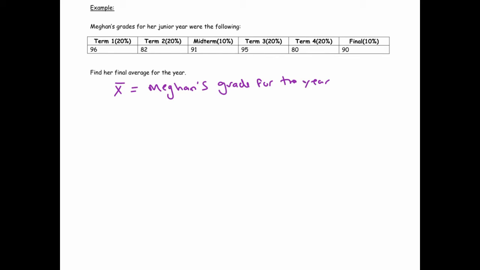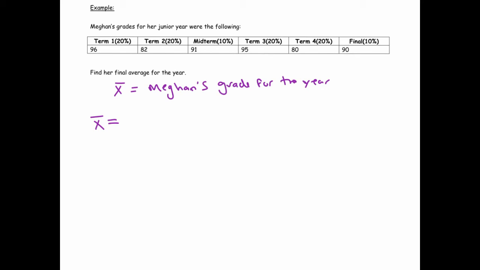And I'm going to really draw this out. I'm going to do it the long way, then I'm going to circle the way I want you to do it from now on. So what this means, when it says that 96 is worth 20%, what that means is that if you were to think of all these scores as just individual data values, that means that the 96 would count 20 times.